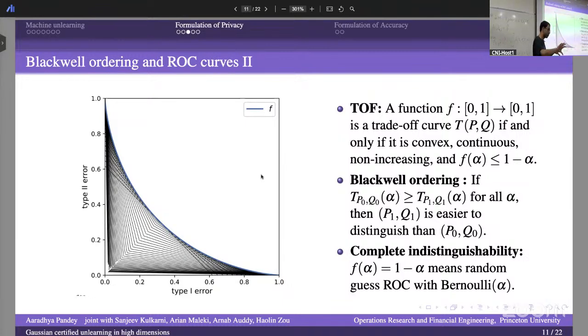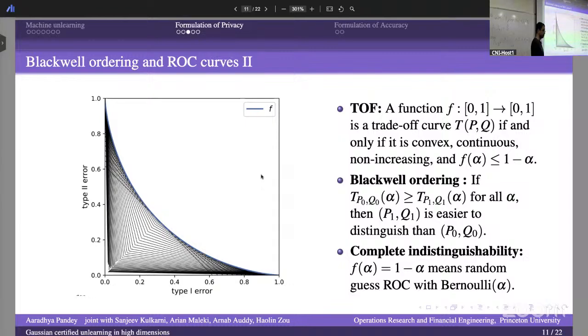What is it? We are comparing two things, but it's not one probability measure versus one probability measure. It's a pair of probability measures versus a pair of probability measures. Okay, and this pair of probability measures P0, Q0 has been combined into this curve. P1, Q1 has been combined into this curve, and we're comparing these two curves. Okay, what does this intuitively mean? So this intuitively means the following. The higher the curve is, the harder to distinguish it is.